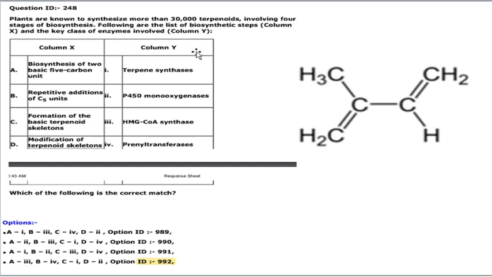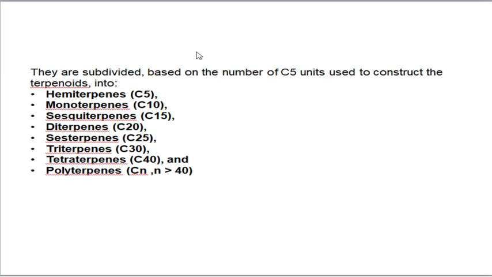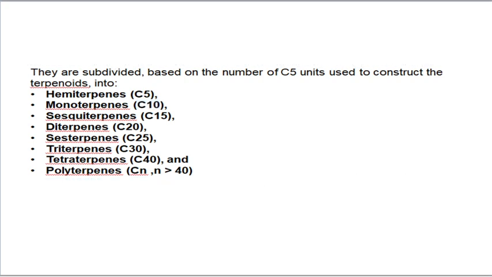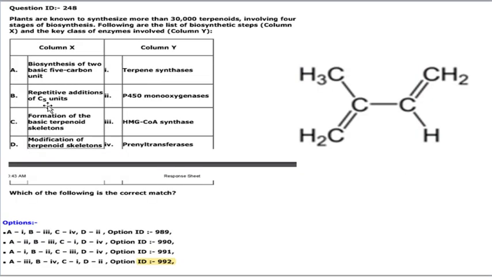Next, repetitive addition of C5 unit. So you should know that terpenes are classified as hemiterpene if they consist of one single basic isoprene unit. So terpene is generally a polymer of isoprene units only, friends. If another C5 unit is added, then it becomes C10, which is called monoterpene. When there is another addition of a C5 molecule to this monoterpene, it is converted into sesquiterpene. So this repetitive addition is managed by the enzyme called prenyl transferase.